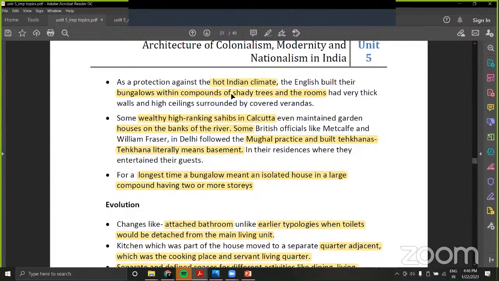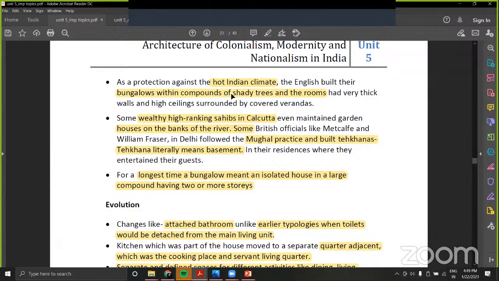So some wealthy, high-ranking suburbs in Calcutta even maintained garden houses on the banks of the river. Some British officials like Metcalfe and William Fraser in Delhi followed the Mughal practices and built teknas. Teknas literally mean basement residences where they hosted their guests. So in that period, while constructing the bungalows, they also had a basement which they used for all the entertainment purposes, like snooker and all their indoor games, and all those bars would be present in the basement floor.